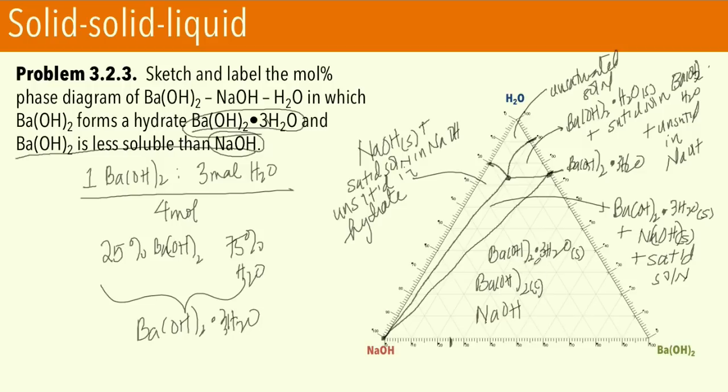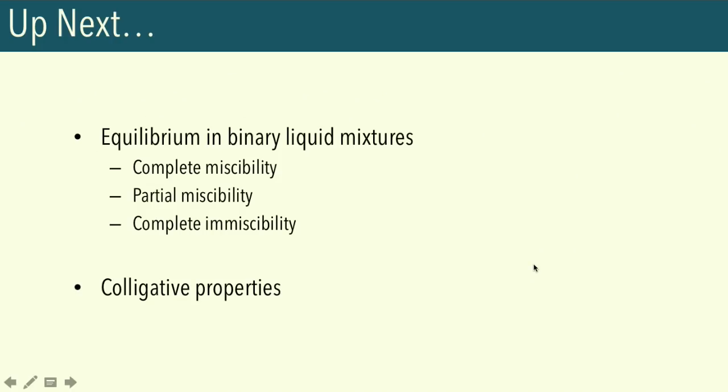Hopefully sketching out ternary phase diagrams is clear to you now and you know how to interpret them. Next up, we'll be discussing equilibrium in binary liquid mixtures. We'll consider liquid mixtures that are completely miscible with one another, partially miscible, and completely immiscible with one another, and we'll look at their liquid-vapor equilibrium this time. After that, we'll also look, very quickly, at some colligative properties.